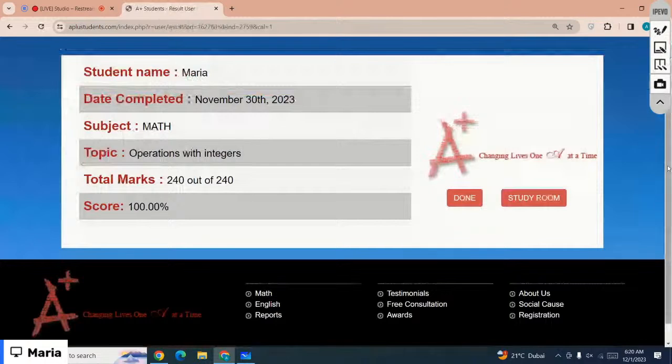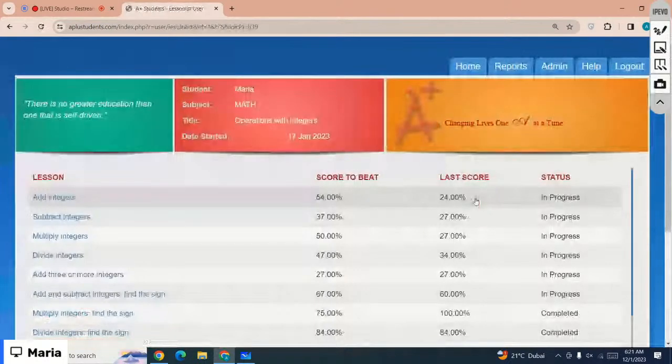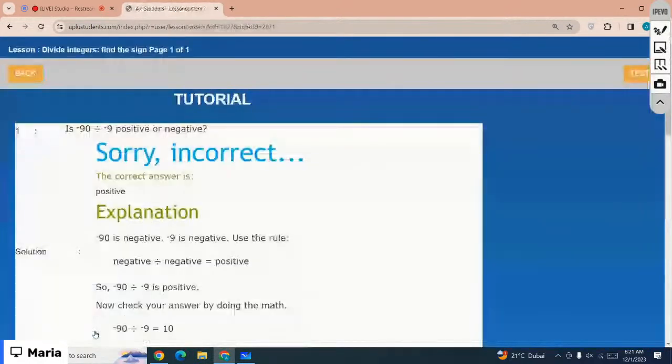Okay, let's start with the next lesson. The next one is divide integers, find the sign. The rules for multiplication and division are exactly the same, right? If both the numbers have exactly the same sign, the answer must be positive. If either of the numbers is negative, the answer must be negative, right? The rules for multiplication and division of integers are exactly the same.